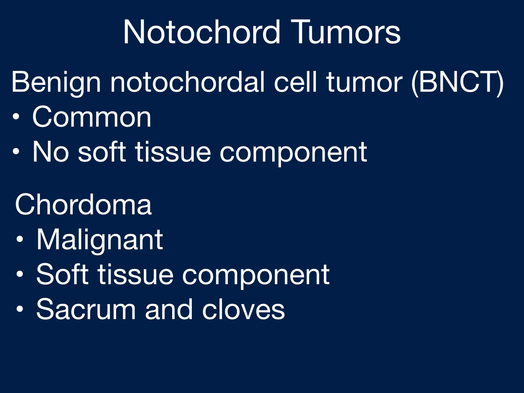Notochord tumors are another class of tumors containing two entities. The benign ones are very common but usually don't cause symptoms. It's either due to persistent notochord or developmental, and they don't have a soft tissue component. The chordoma, on the other hand, is the malignant lesion, often with a large soft tissue component. They tend to occur in the sacrum and the clivus.